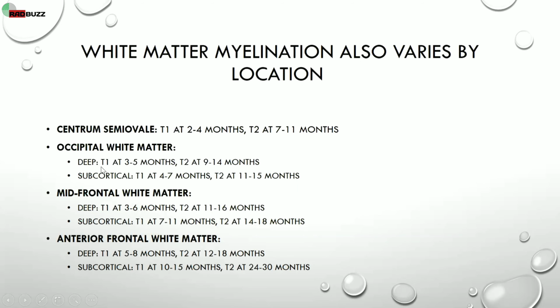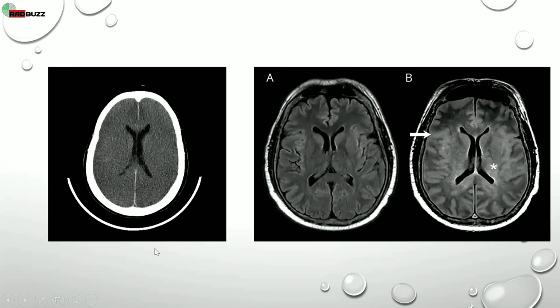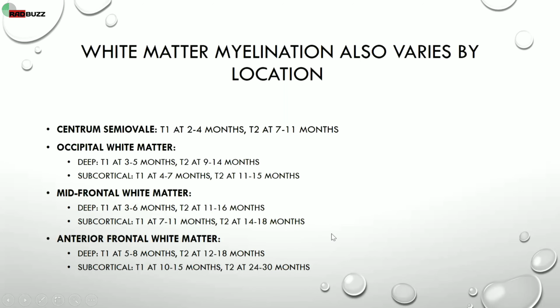So at 3 to 5 months it's deep, and on T1, 4 to 7 months is subcortical. Similarly, 7 to 11 months, then frontal, and at 10 to 15 months or above, the anterior frontal horn white matter at the subcortical region will be myelinated, and it will appear whiter.